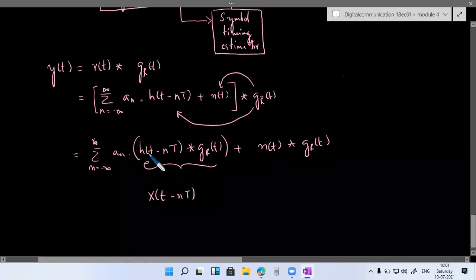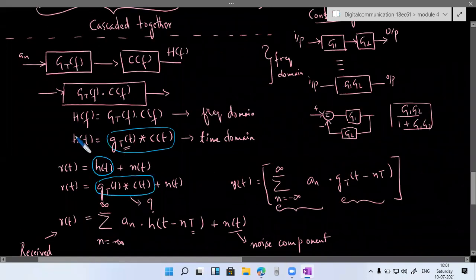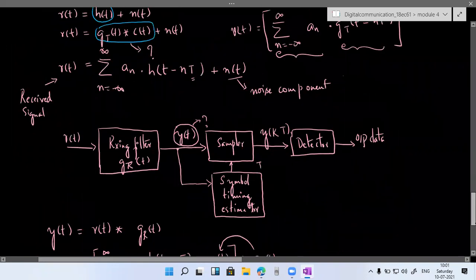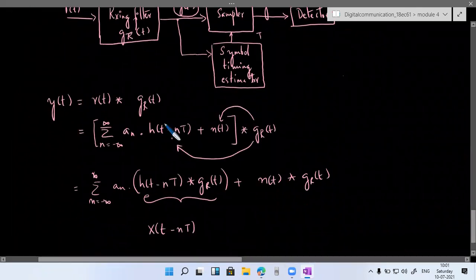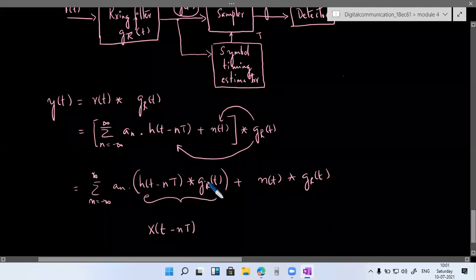So this entire thing is what? Because we know that h(t) was containing what in it? So this h(t) was containing this g_T(t), or the transmitting filter component. It was containing the transmitter filter component as well as the channel. What is c(t)? Impulse response of our channel. So this h(t) was in turn containing the transmitting filter impulse response as well as the channel impulse response. And in turn, what is happening here? This h(t) is in turn getting convolved with the receiving filter's impulse response.